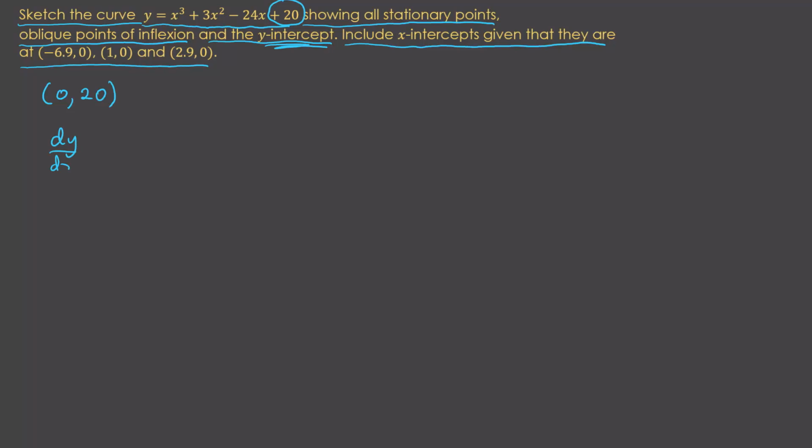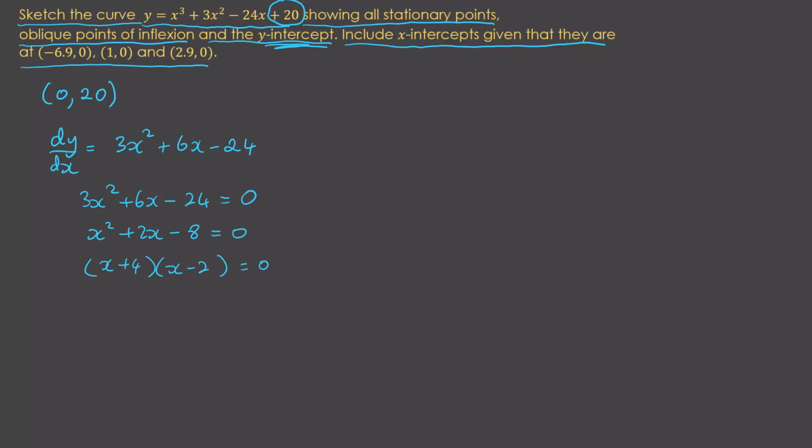Now let's differentiate. So we get 3x squared plus 6x minus 24. For turning points, we need that to be equal to 0. I can divide through by 3. x squared plus 2x minus 8 is equal to 0. And that would give me x plus 4, x minus 2 is equal to 0. So x would be negative 4 or x would be 2.